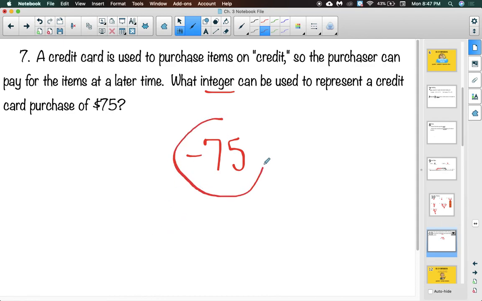So that's all you have to do for this problem. No need to add any absolute value bars. This isn't that type of problem. It's basically just asking us, should we make it a negative number or a positive number? And the answer is negative.